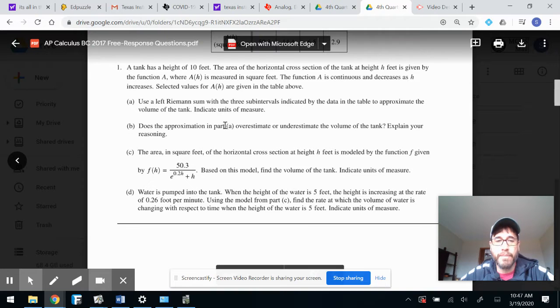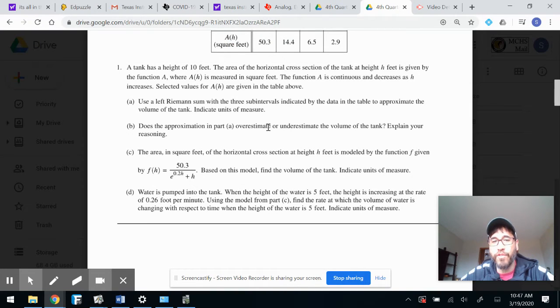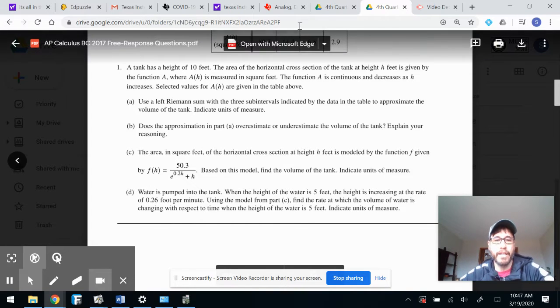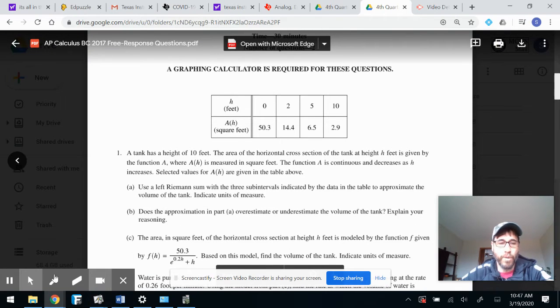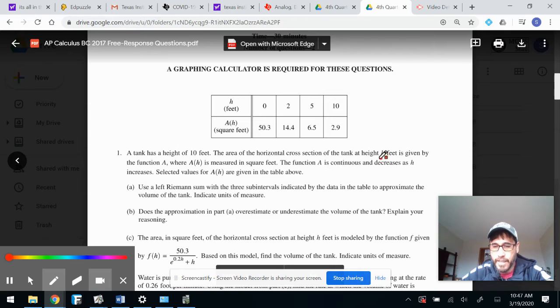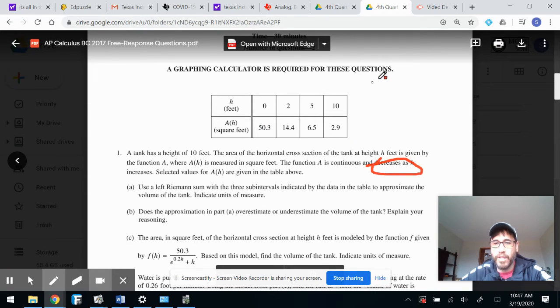Does the approximation in part A, is that an overestimate or an underestimate for the actual volume in the tank? Explain your reasoning. Okay, hit that pause button. Write down what you think it is. And then here we go. What do you think this would be? Well, it said earlier right here that it decreases. So that's a strictly decreasing function.